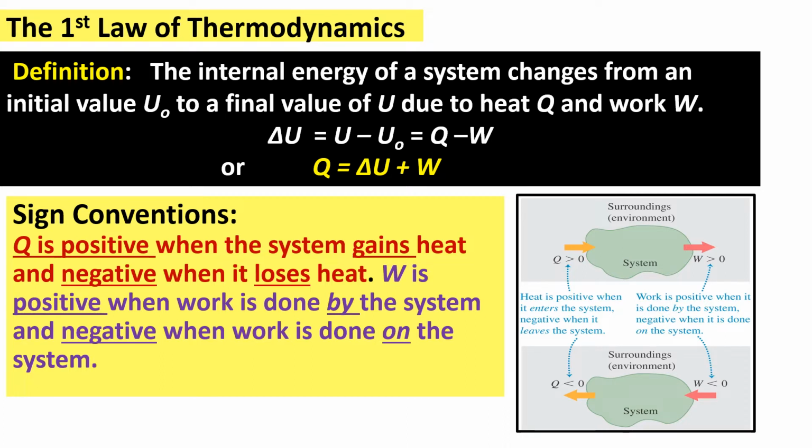If the amount of heat, big Q, is positive, it simply means that the system is gaining or absorbing heat. And when it is negative, then we say that it is losing or liberating heat.